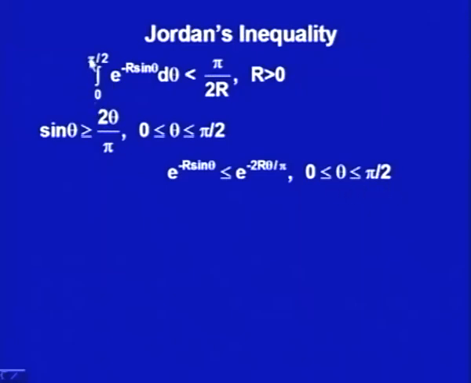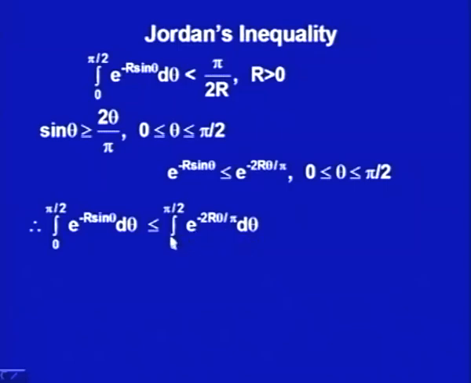We are interested only in the range 0 to pi by 2 because this integral is on the range 0 to pi by 2. If this is happening, what it says is that this integrand is bounded by this function for the whole range. What it says is that the integral 0 to pi by 2 of e to the power minus r sin theta d theta would be less than or equal to the integral 0 to pi by 2 of e to the power minus 2 r theta upon pi d theta.